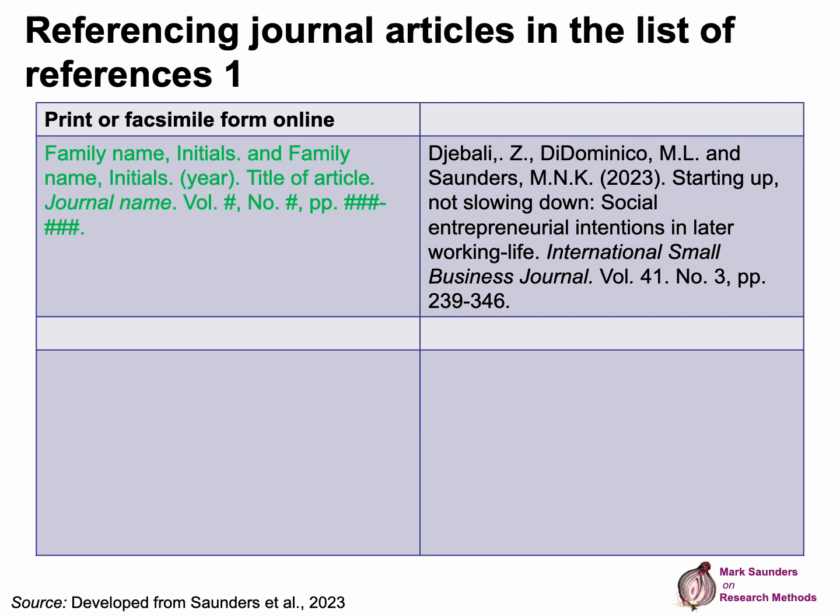And so here we can see an example of that for the article we were looking at earlier by Zenib Jabali, Maria Laura Di Domenico, and myself on starting up, not slowing down: social entrepreneurial intentions in later working life. The journal for this was the International Small Business Journal. It was published in volume 41, number 3, and the page numbers are 239 to 346.